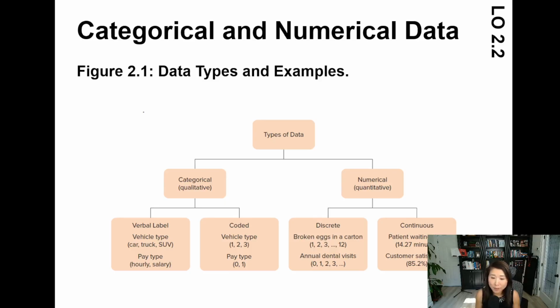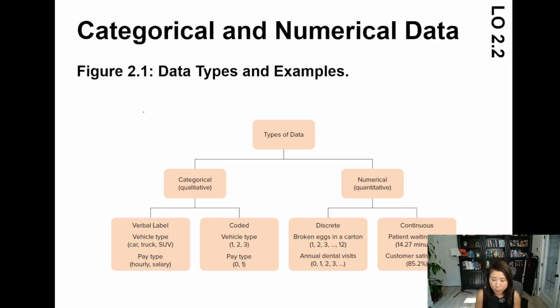Also, like how many kids you have in your household: 0, 1, 2, 3, 4, right? It has to be some kind of integer. The other one is annual dental visits. You visit once, twice. You can't say I visited 1.5 times. So discrete numerical data tends to be integer.